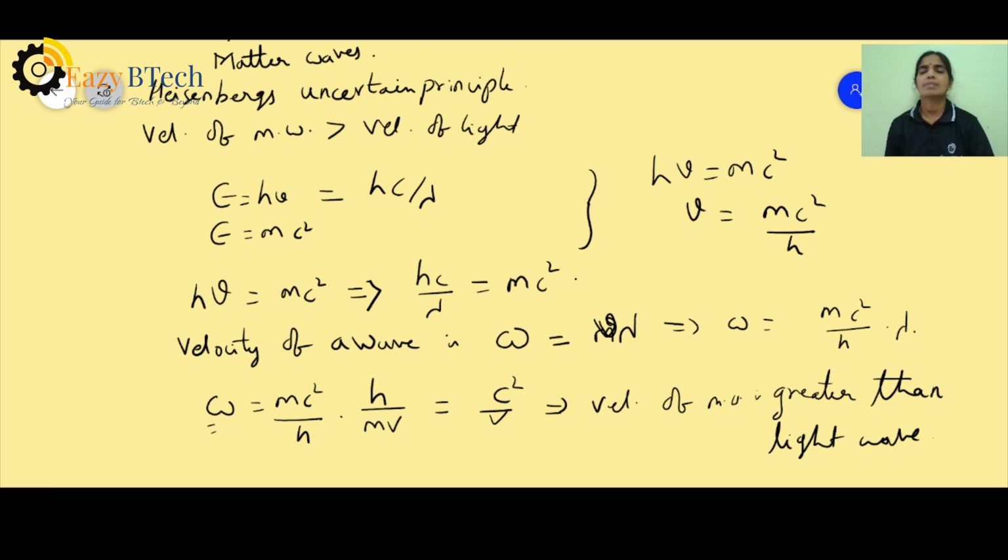Even in your internal exams, this question generally comes under objective: the velocity of matter wave is dash than light wave, greater than or less than. It is greater than. So these are the characteristics of matter waves.